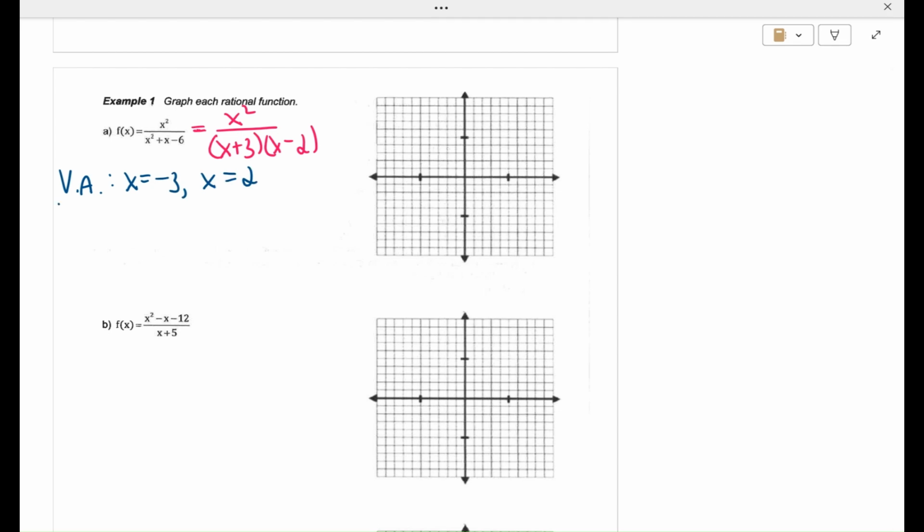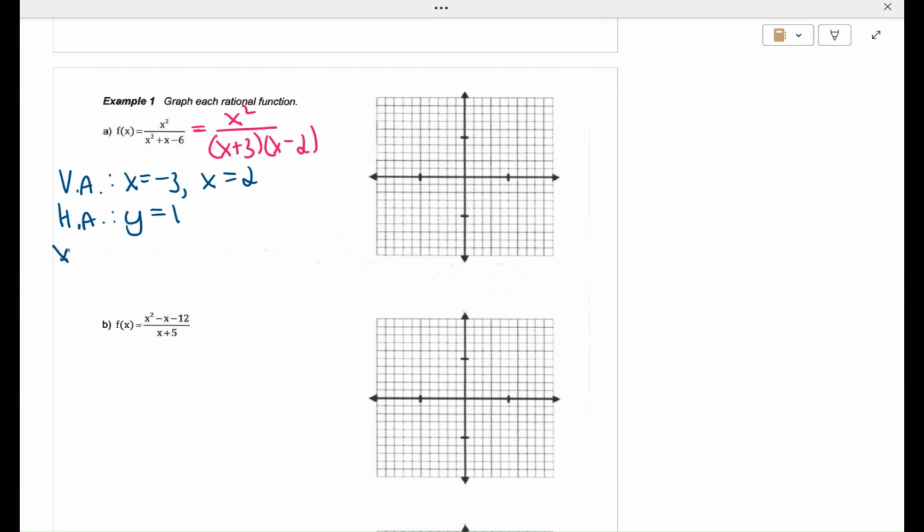And then we'll look at a horizontal asymptote. Let's see here, I can see my leading degrees are tied. So therefore, we're going to have a horizontal asymptote at y equals the leading coefficient over the leading coefficient. So that will be y is actually equal to 1 because 1 divided by 1 is, of course, 1. Okay, so that means, of course, there's no slant asymptote.